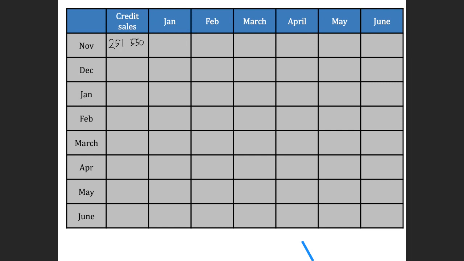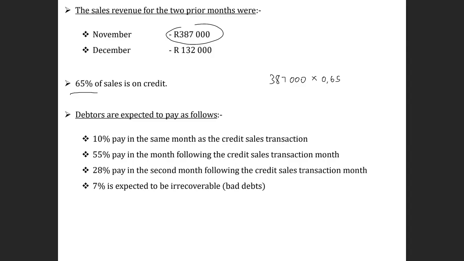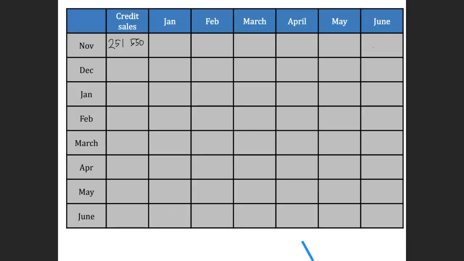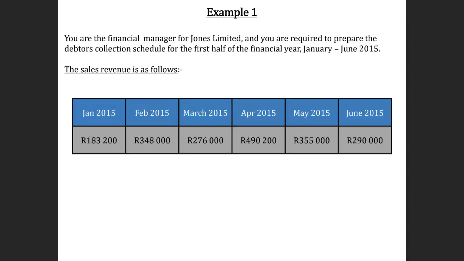Then for the month of December, it's exactly the same. You're going to take the figure for December, multiply it by 65%. So 132,000 multiplied by 65%, and that is 85,800. And then the same for Jan all the way through to June. So all of these figures are individually multiplied by 65%.